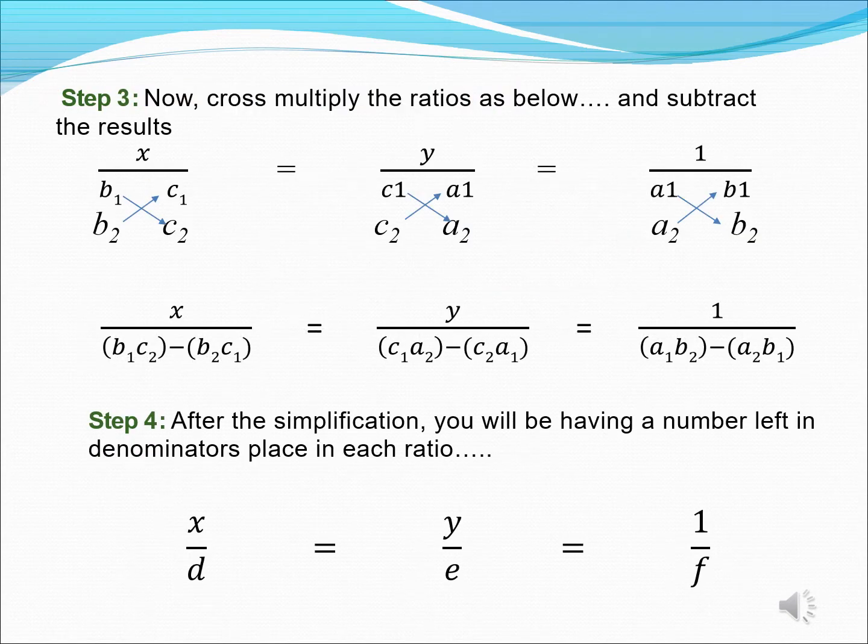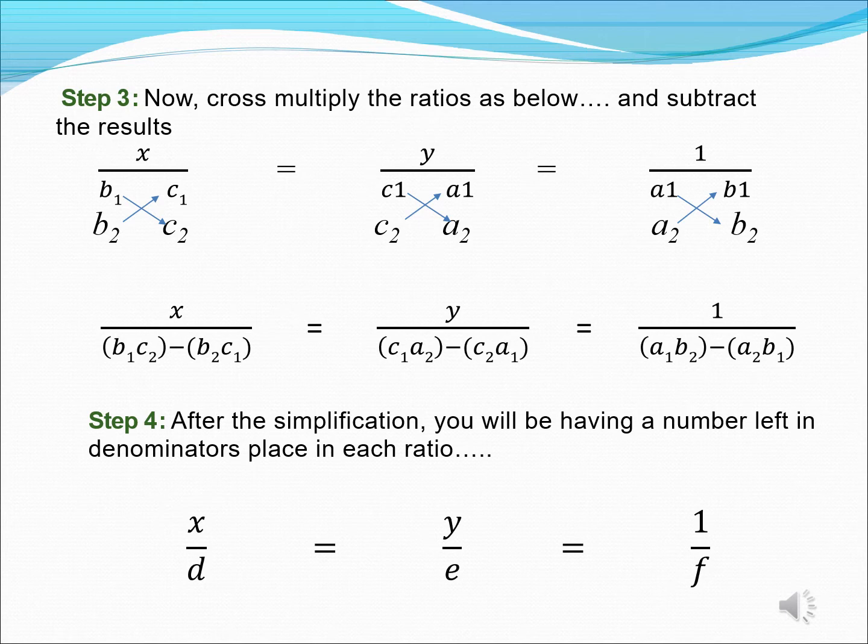Now in step 3, as the name suggests, cross multiplication method. Now the name comes in. We have to cross multiply the denominator part, and we have to subtract the results as well. Look at the picture. Step 3, just below x, we have b1 c1 and b2 c2. The arrows you can see, we have to multiply b1 with c2 and b2 with c1, and we have to put the subtraction sign in between.